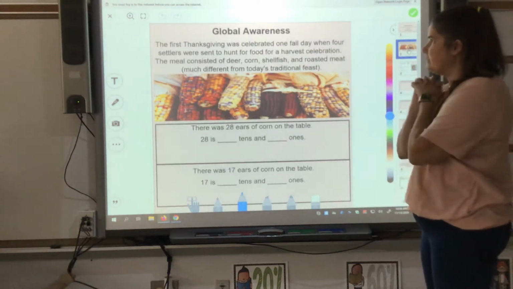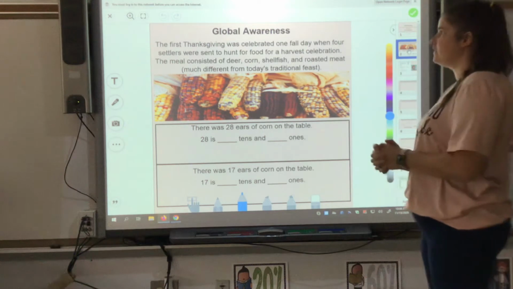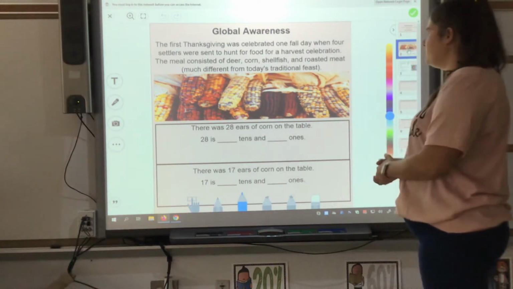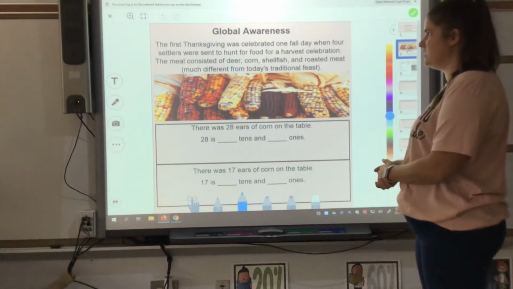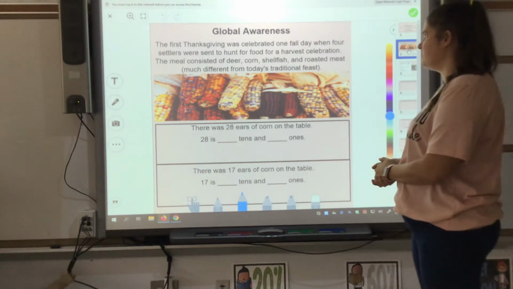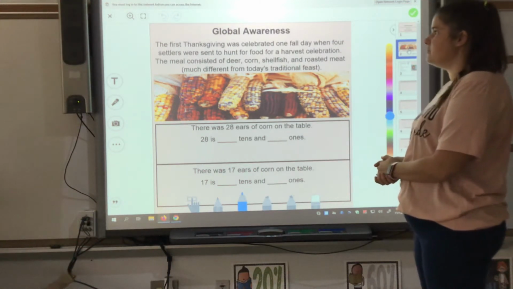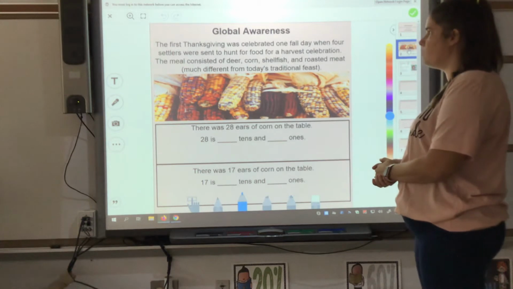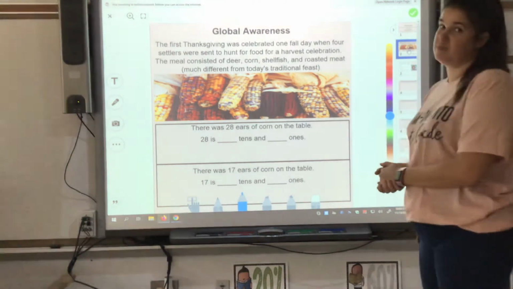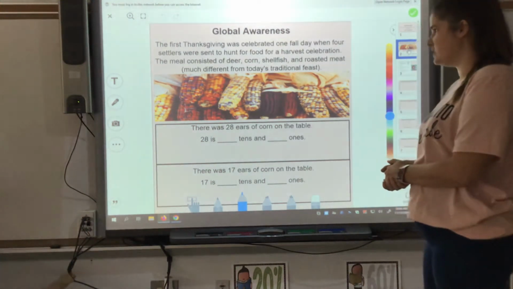Ooh, food. Global awareness. The first Thanksgiving was celebrated one fall day when 4 settlers were sent to hunt for food for a harvest celebration. The meal consisted of deer, corn, shellfish, and roasted meat. Sounds much different from today's traditional feast.